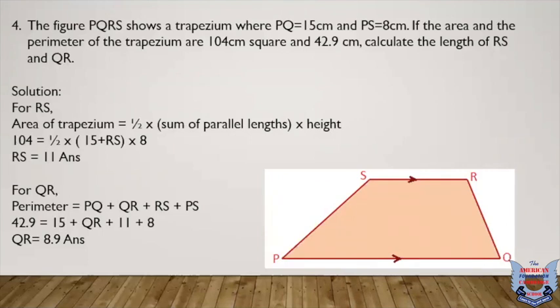Okay, for QR, we know all the lengths except for QR, and we also know the perimeter. We have to find the unknown value by separating QR from the rest of the values. When you are adding on one side, you subtract on the other side, and you get the final answer. Please practice this and it will help you more.